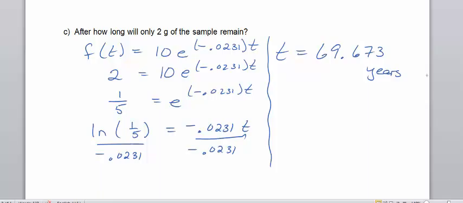So, we've talked about a couple different scenarios for solving different types of problems. Hopefully this is helpful as we're looking at our half-life of population growth and decay.